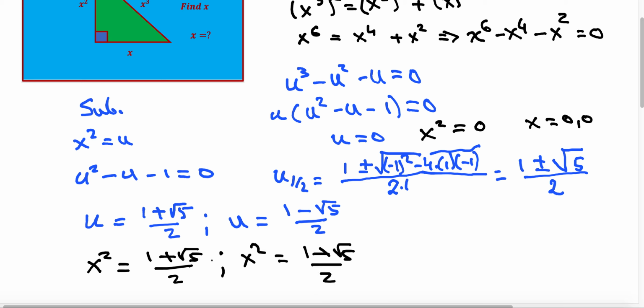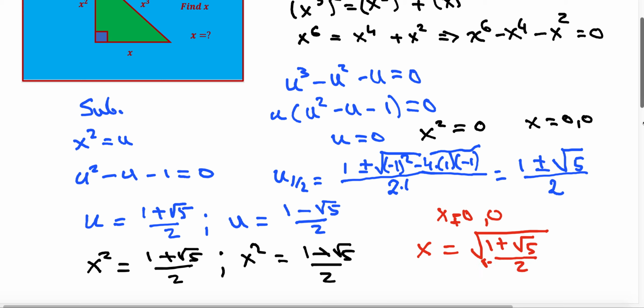If we take the square root of both sides, we see there are 4 solutions. Let me take these two solutions here. So x is 0, 0. There are two solutions, repeated roots, we have 0. Then we have x, taking the square root, is going to be the square root of 1 plus square root of 5 divided by 2.